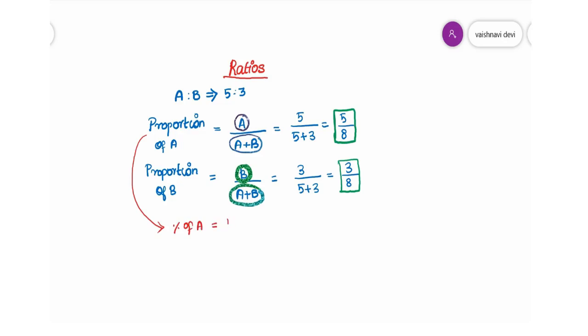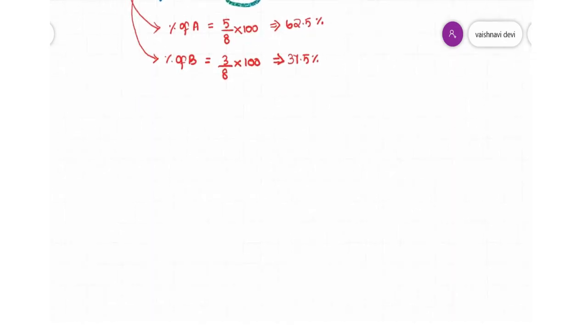Why I am stressing this point is that it is really important to know this. Another way to interpret the ratio: what is the percentage of A in the mixture? The percentage of A is the proportion of A into 100. 5 by 8 into 100, that is 62.5%. Out of 100% of the mixture, you have 62.5% as A and 37.5% as B. This is the real thing. When you add 62.5% and 37.5%, you will get 100%. This 100% is nothing but the mixture.